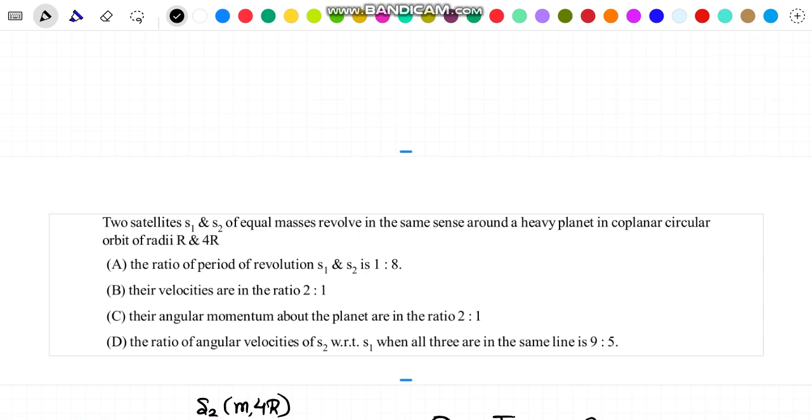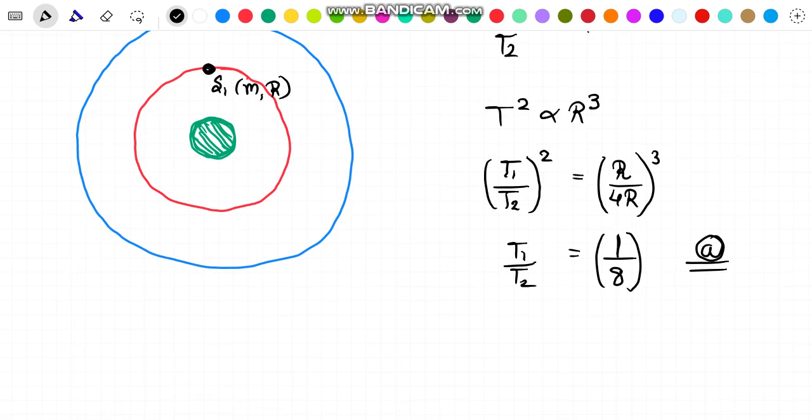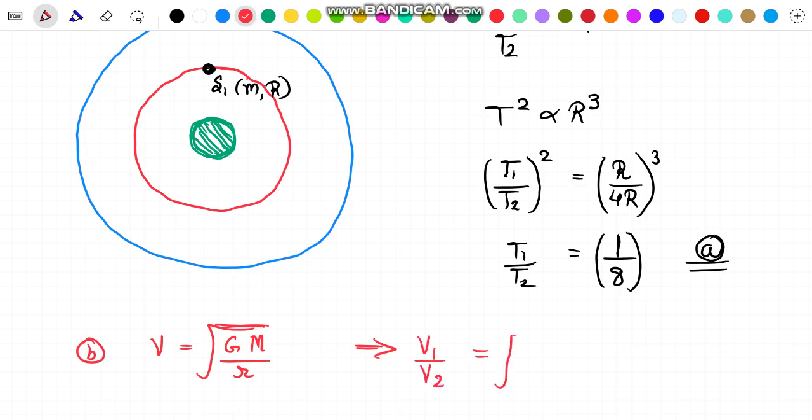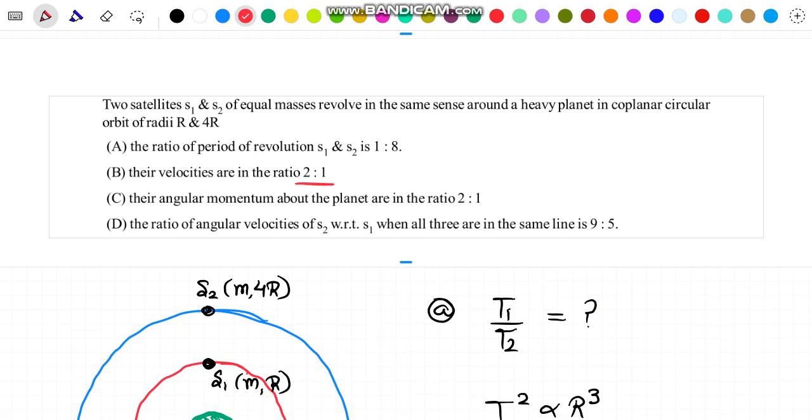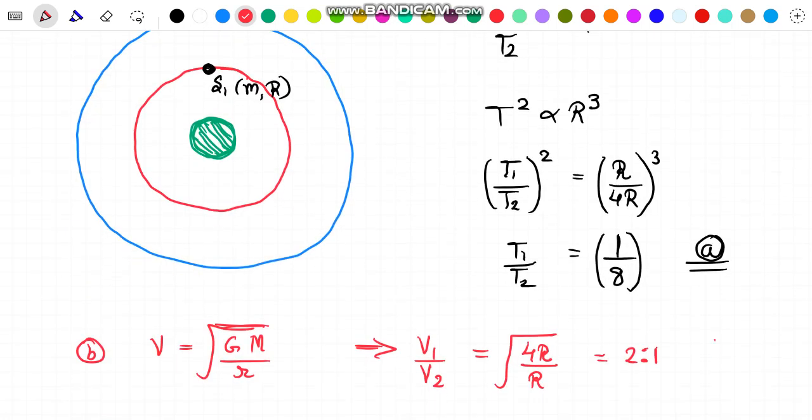Now let us shift our focus to their orbital velocities. We know that the orbital velocity of a satellite can be written as root of GM by r. From here we can find the value of v1 ratio v2, that is root of r2 by r1, which comes out to be equal to 2:1. That is, option B is also correct.